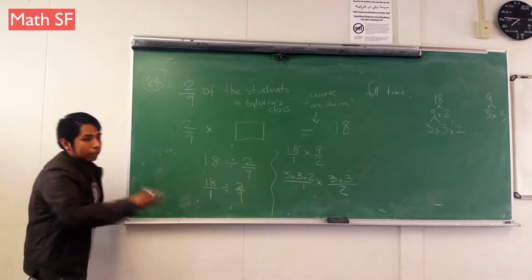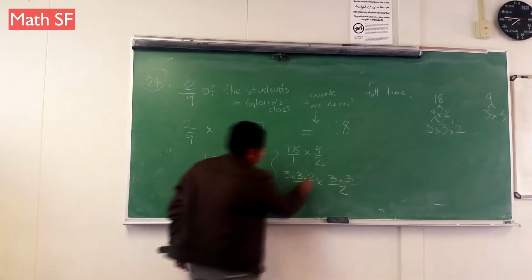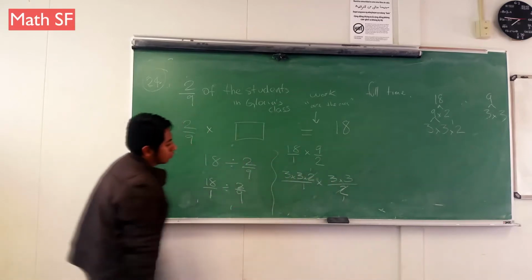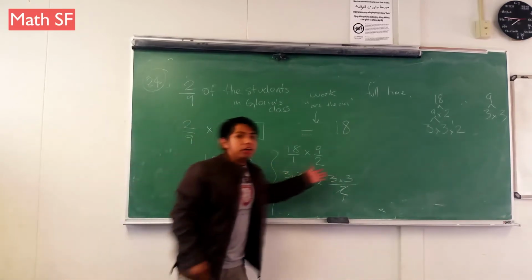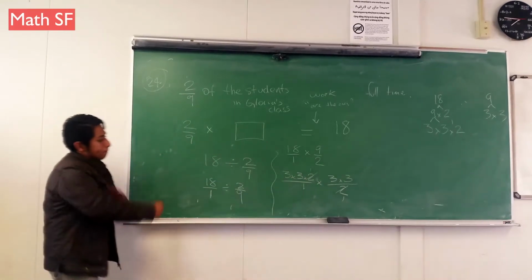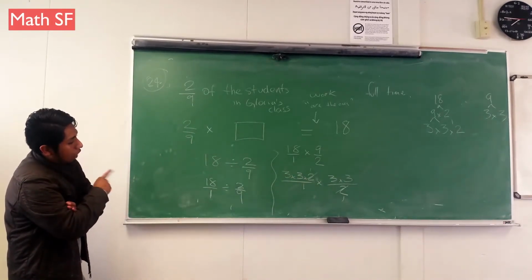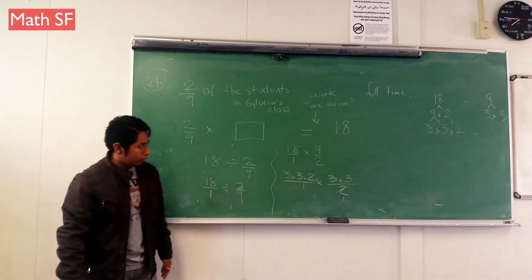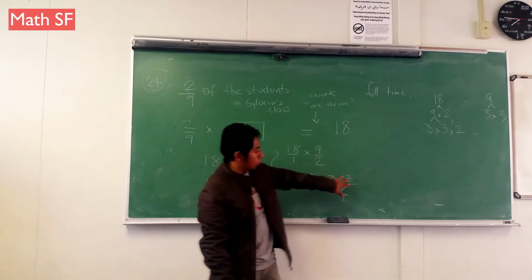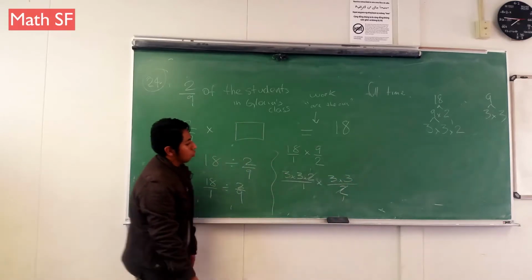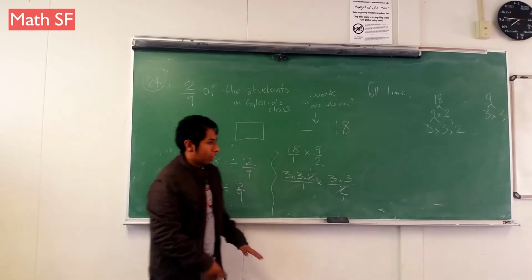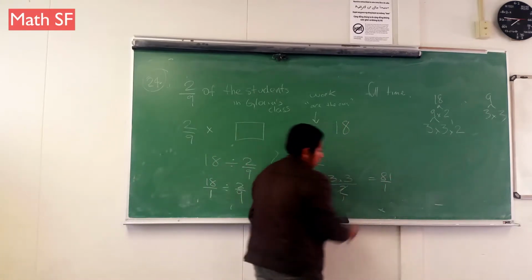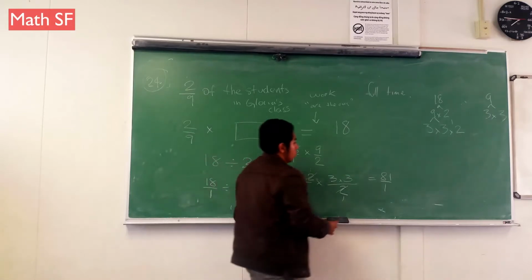Let's see, what can we cancel out here? I have a 2 and a 2 that I can cancel. What about these 3s? Can I cancel these 3s? No, I cannot cancel them. Why? Because they're both in the numerator. There is nothing else to cancel, so I might just straight multiply. 3 times 3 is 9, and I have another 9 here, so 9 times 9 is 81. So it will be 81 over 1, and 81 over 1 is actually 81.